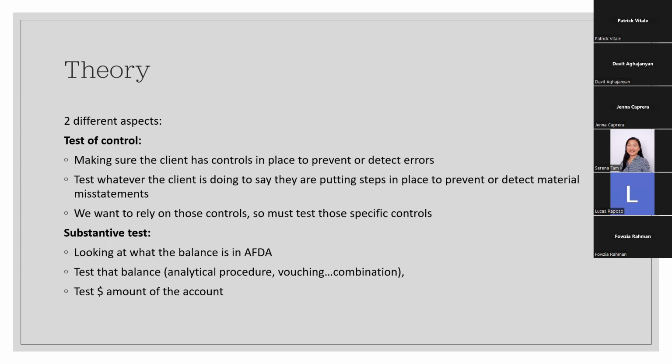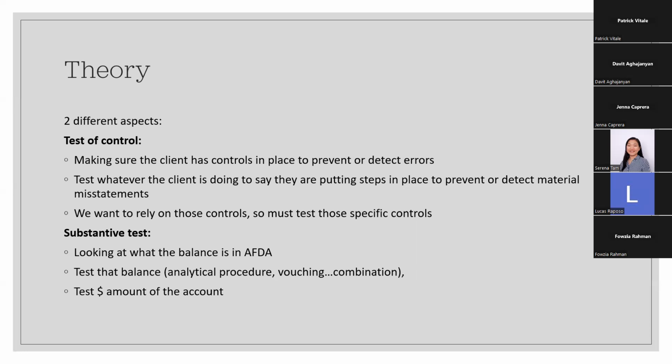So test of control, making sure that the client has controls in place to prevent or detect errors. We test whatever the client is doing, and say they're putting steps in place to prevent or detect material misstatements. Right, we want to rely on those controls, so we've got to test for those specific controls.